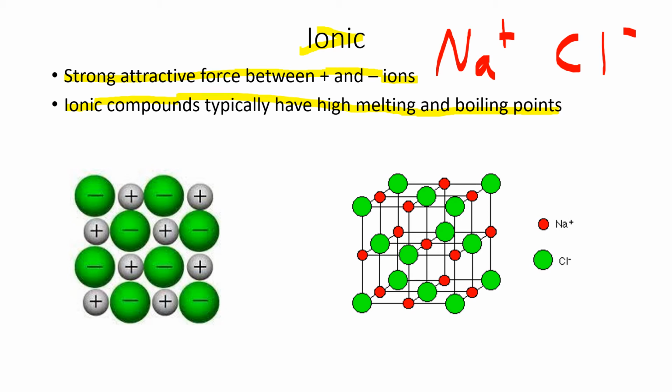In the picture on the left, what you're looking at is a two-dimensional display of this. We just wouldn't be looking at one positive ion and one negative ion. We'd be looking at a multitude of positive and a multitude of negative ions. Notice how each positive ion is surrounded by negative ions, and each negative ion is surrounded by positive ions. This is going to form a very strong intermolecular force.